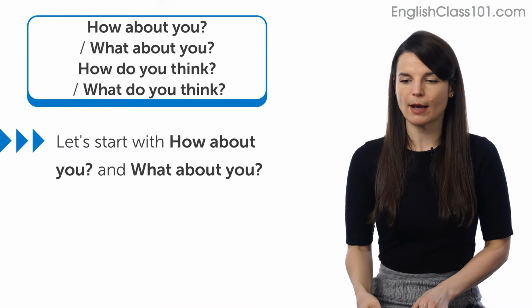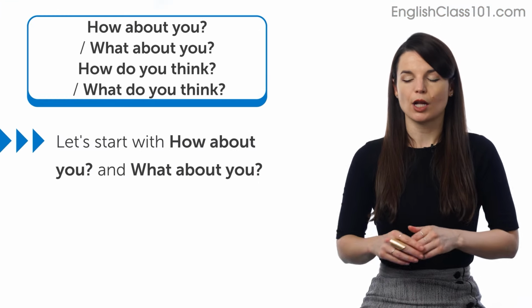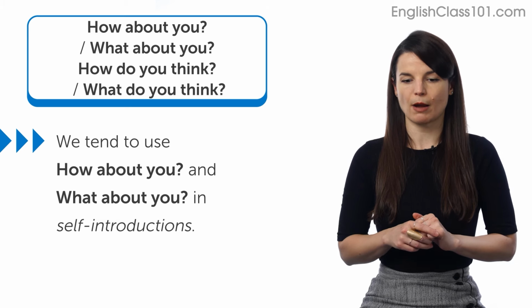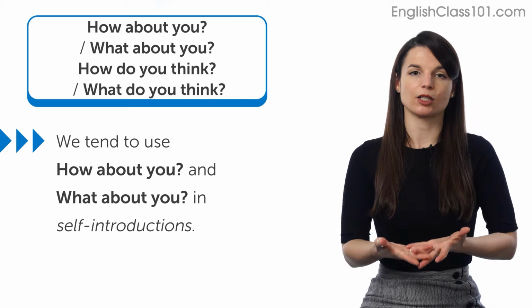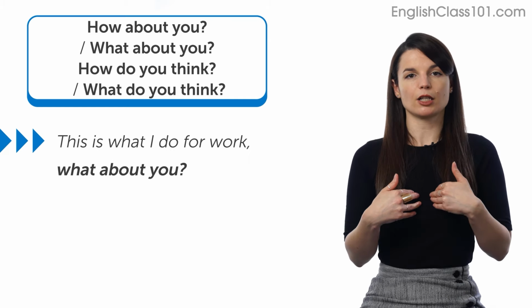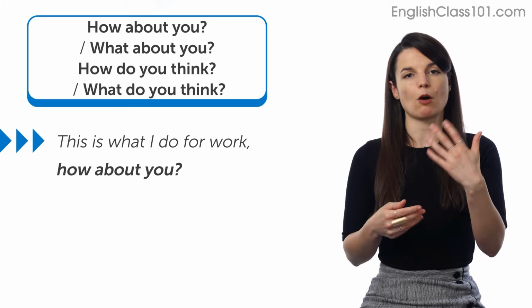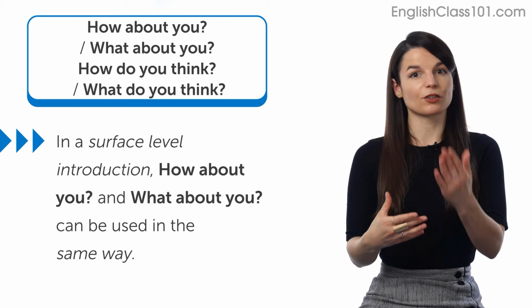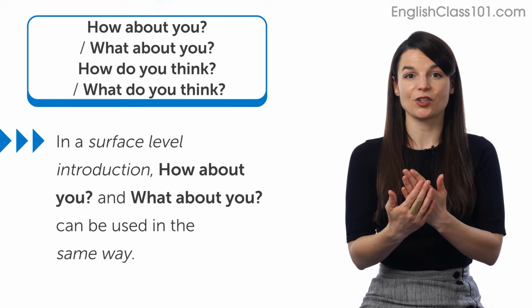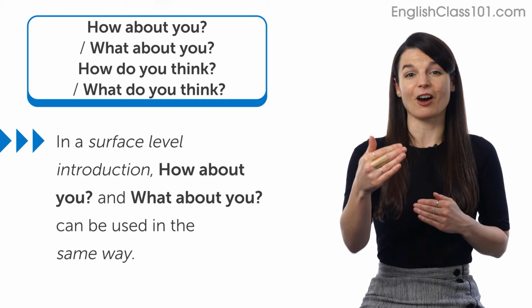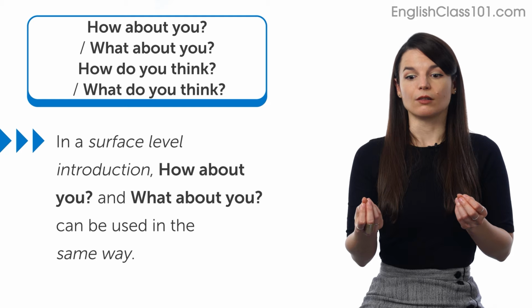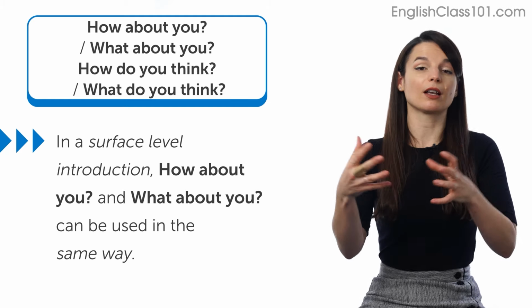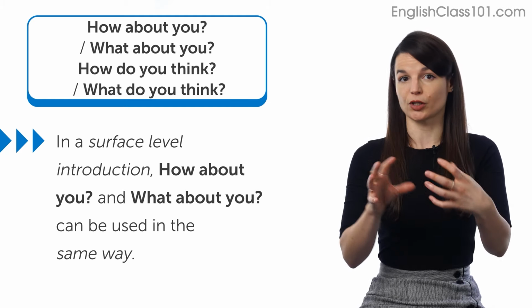Okay, so how about you and what about you? Let's start there. We tend to use them a lot in those self-introduction situations, like, this is what I do for work. What about you? Or how about you? So in this surface level self-introduction situation where the conversation topic is very clear, you can use how about you and what about you in the same way. It's very clear, right, what we're asking the other person for.